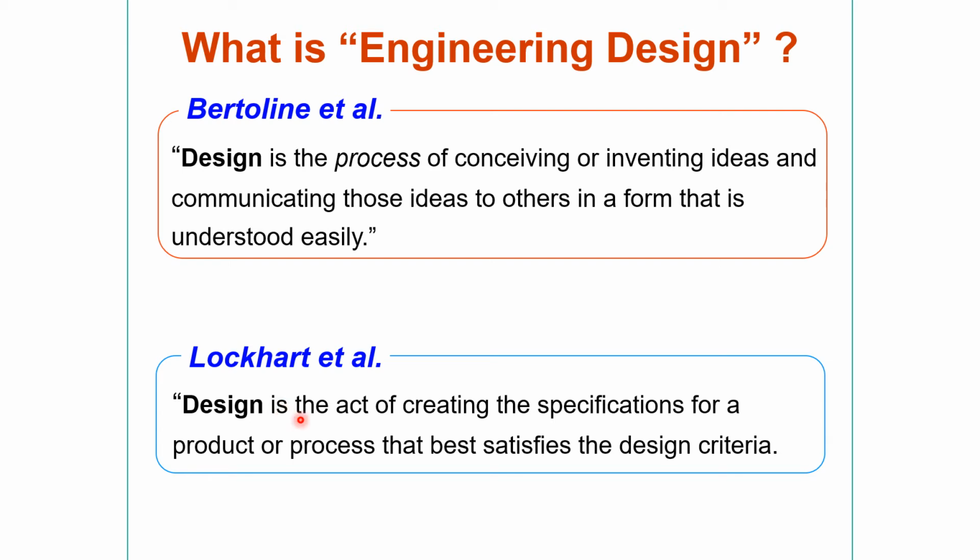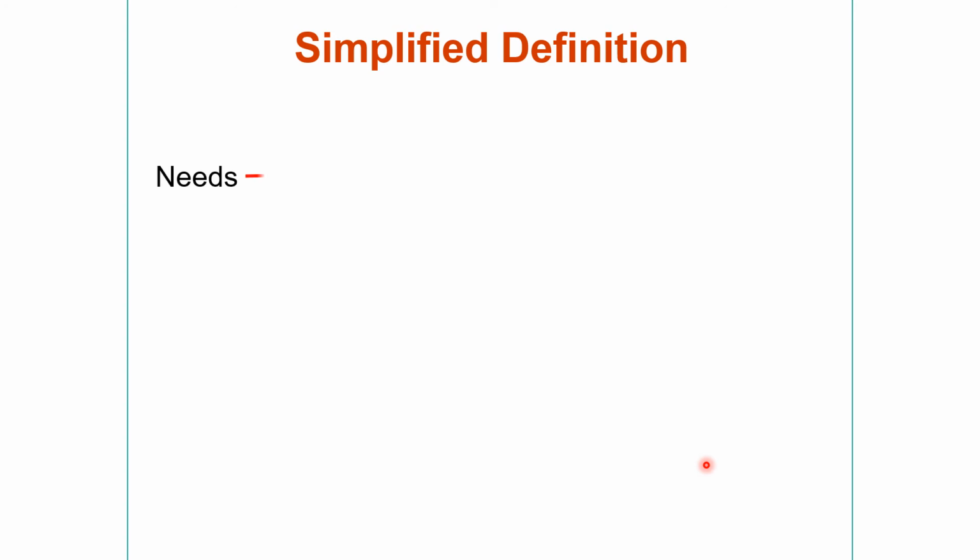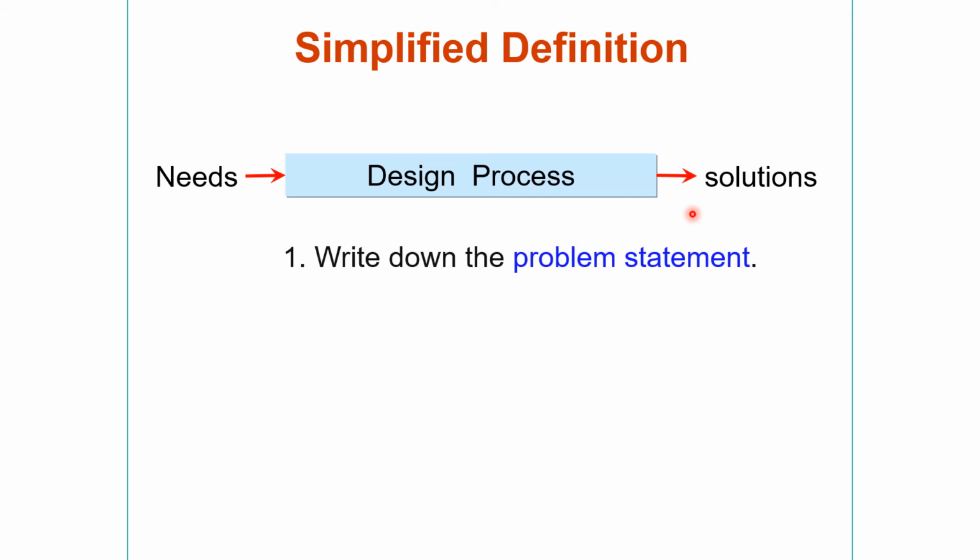Lockhart and his team say: design is the act of creating the specification for a product or a process that best satisfies the design criteria. Whatever product you are going to design, you create the criteria and specification that satisfy the design criteria. Simplified definition: needs. Whatever your client's or customer's need, you go through the design process and you will get solutions.